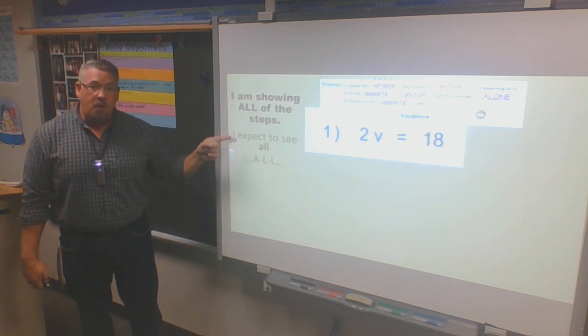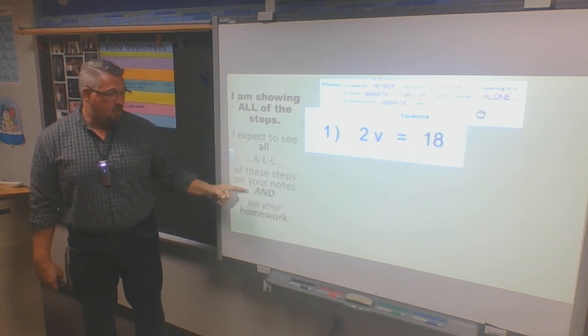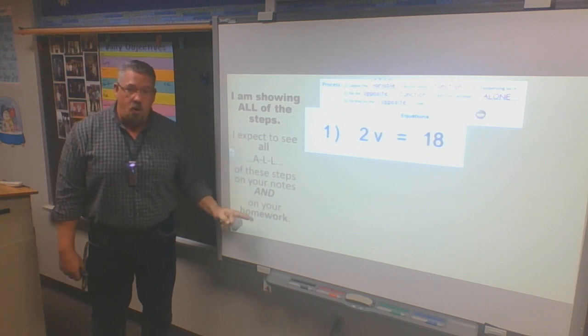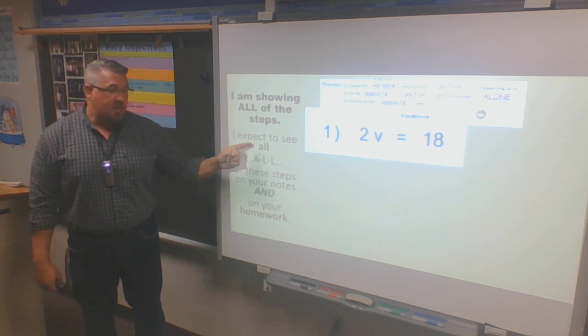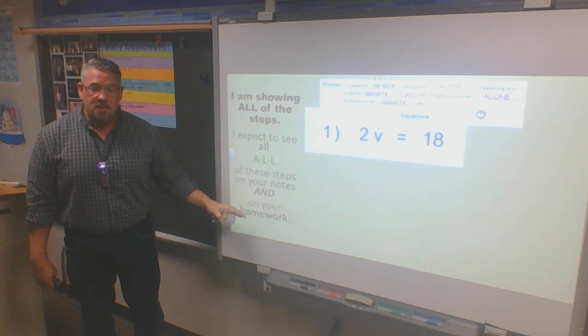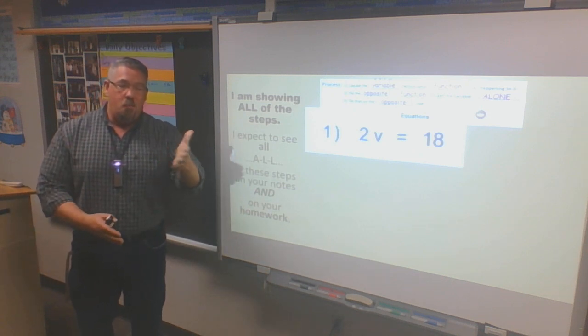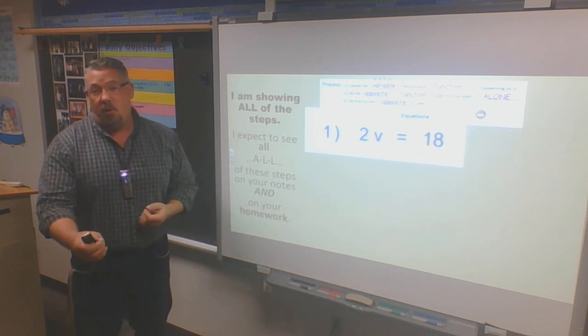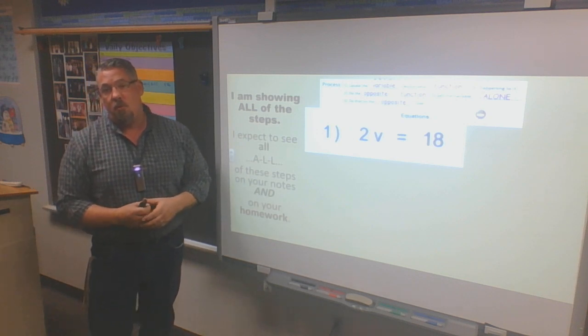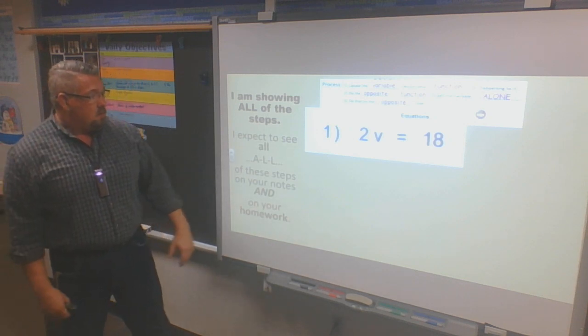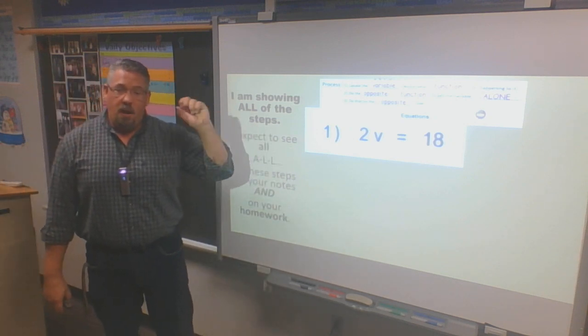And not only that, I'm going to expect that when I collect your notes, I want to see that you showed all the steps, and on your assignment, you're going to show me all the steps. Because if you don't, then I'm going to count it wrong. Then I'm going to make you redo it, because you've got to be able to prove to me that you can do these steps. So the first thing I do on number 1, I find my variable.